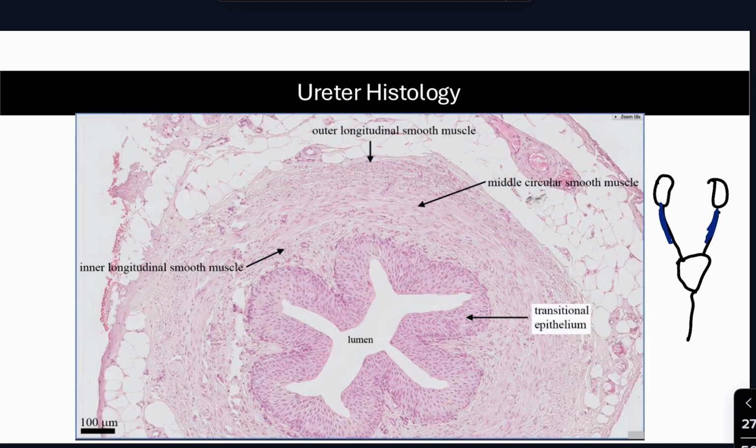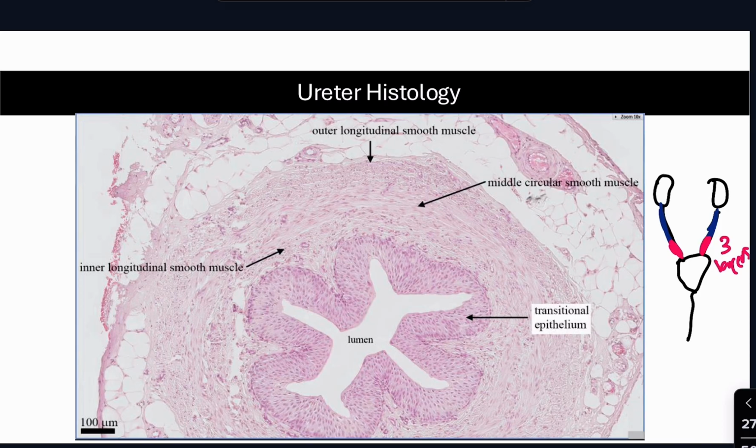Now the inferior, the distal 1/3 of the ureter, you might see an additional layer present, and that's going to be a discontinuous outer longitudinal layer of smooth muscle, right? So you would see in that bottom third an inner longitudinal, a middle circular, and then an outer longitudinal layer. So it'll be a middle circular layer sandwiched in between 2 longitudinal layers, okay?